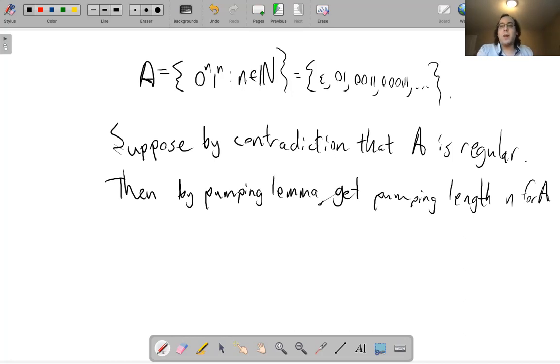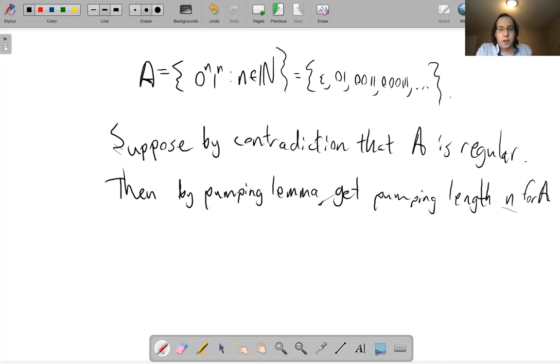Now we get to pick W. The pumping lemma gives us a guarantee for all W in A, right? We're trying to contradict it, so we get to pick any W that's going to contradict it. And we can pick W as a function of n. So we're going to pick the string W in a way that depends on the pumping length n.